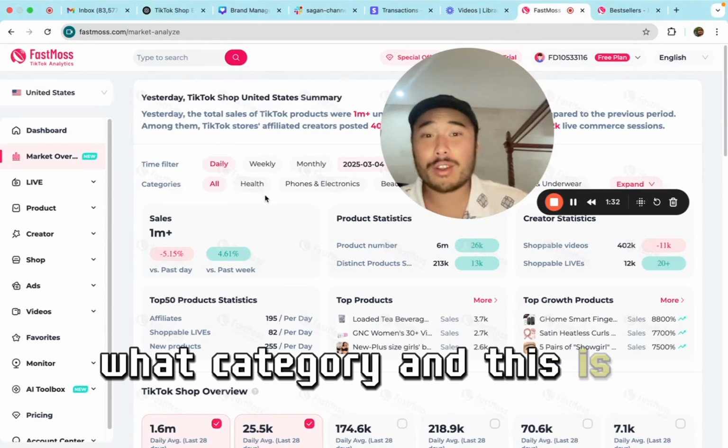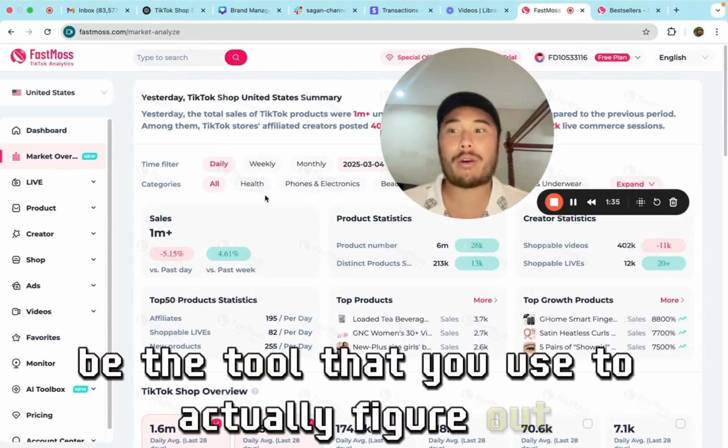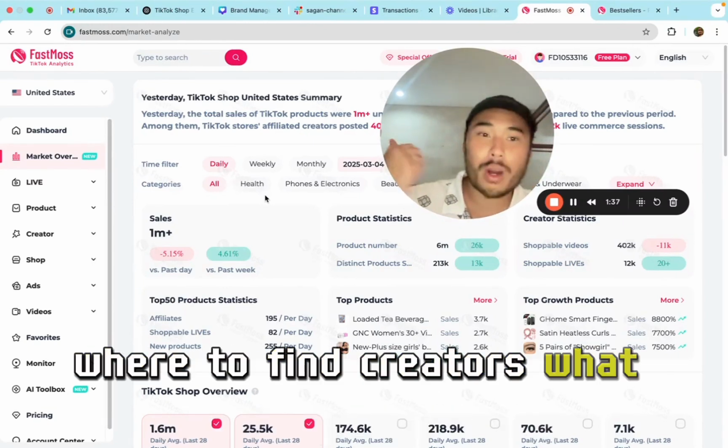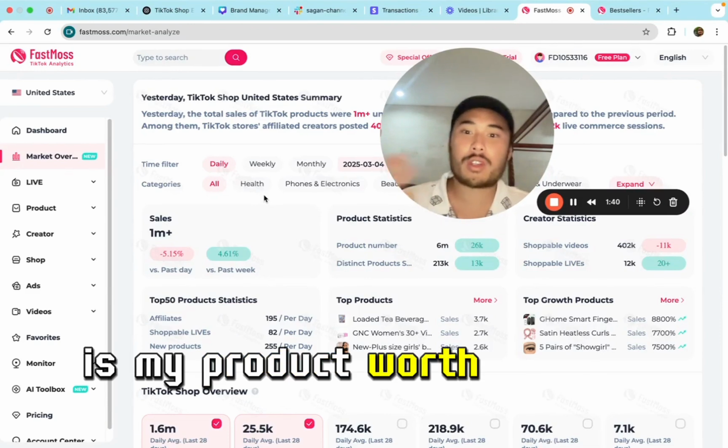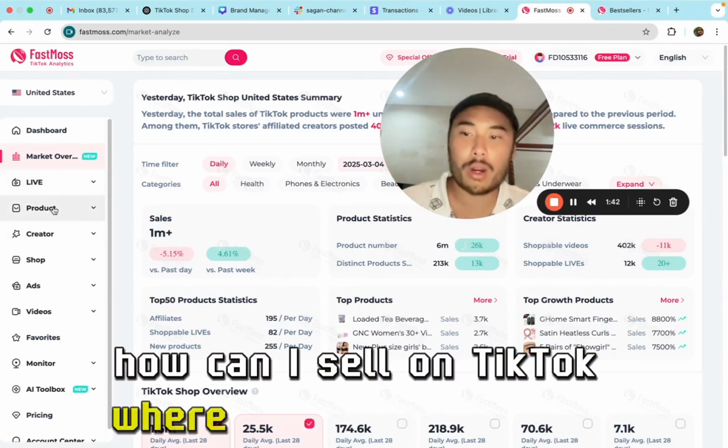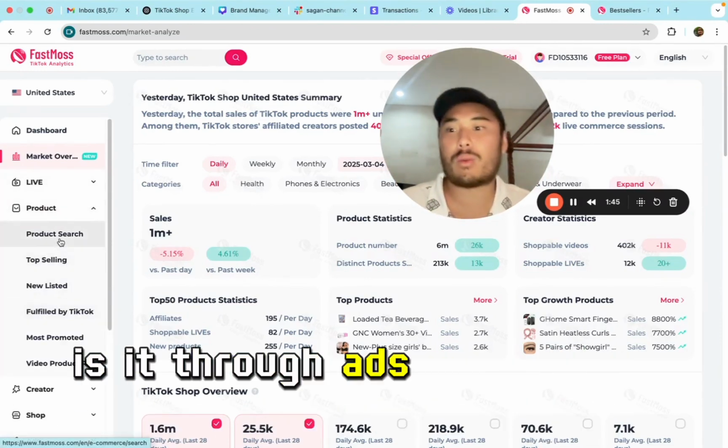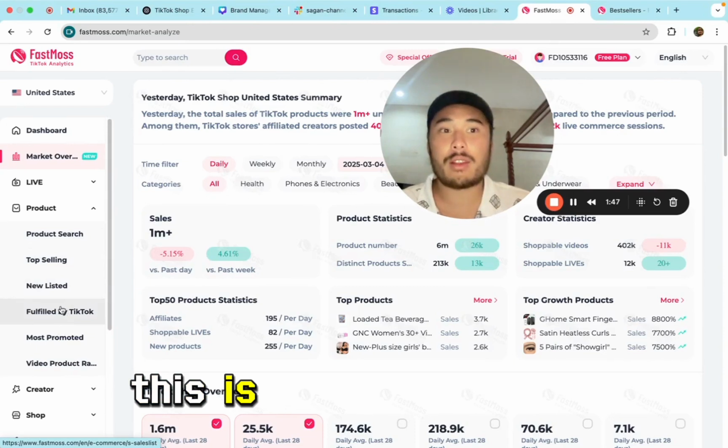And this is going to be the tool that you use to actually figure out where to find creators, what niche to sell in. Is my product worth selling on TikTok? How can I sell on TikTok? Where do I sell on TikTok? Is it through ads? What's the strategy? This is the tool for you.